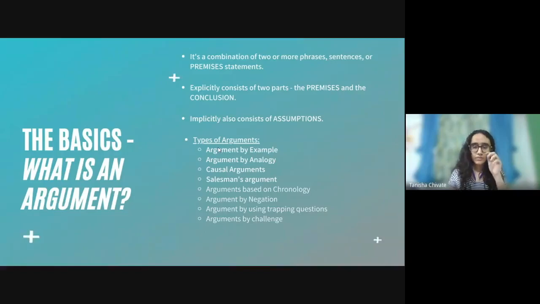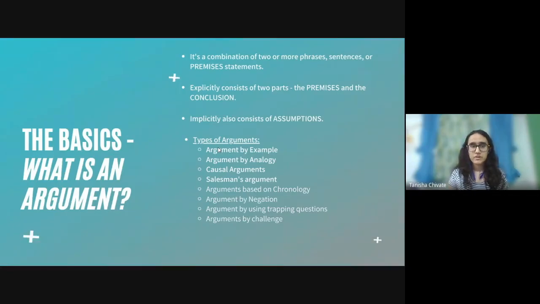Now, the types of arguments and the types of passages you get, this goes for both CLAT and AILET. One is argument by example. So by example means, for example, if India should elect a female prime minister because the New Zealand government has a female prime minister and that government is very efficient. So that's an argument by example.